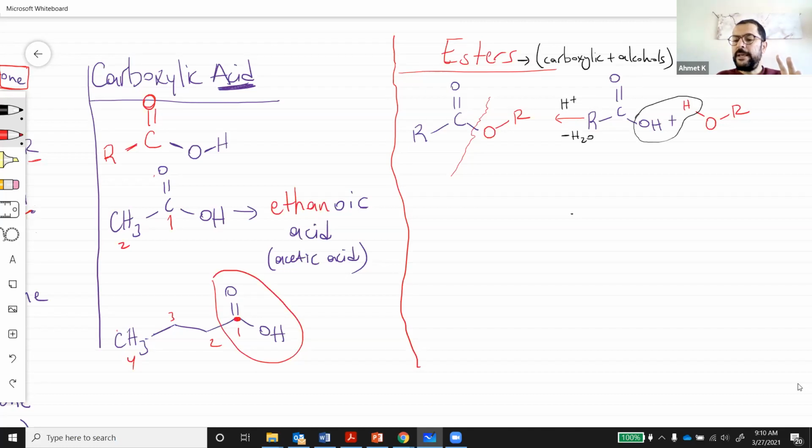This is how we synthesize. If you want to make a pineapple flavor, for instance, you find the corresponding carboxylic acid and mix it up with the corresponding alcohol, and then they react together, and you synthesize your esters. That's how we synthesize esters.